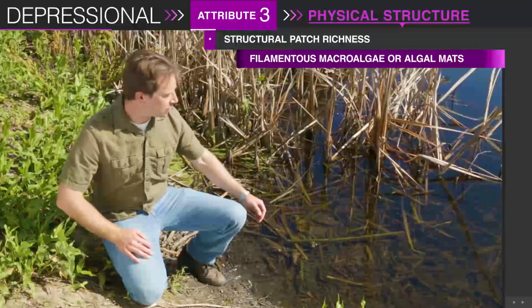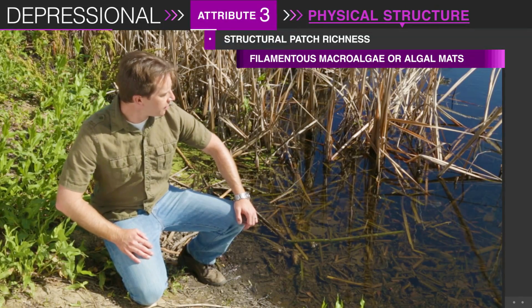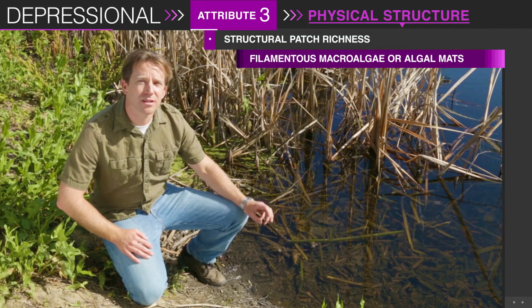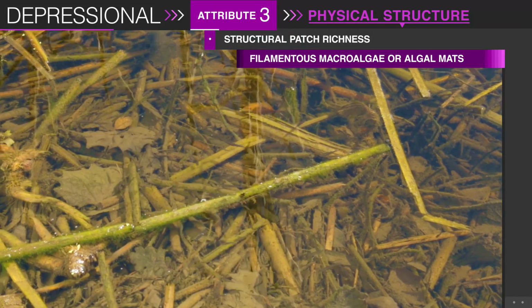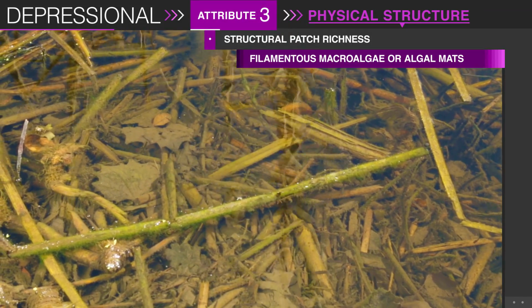Filamentous macroalgae, occurring here on this senescent typha, can occur on benthic substrates as well as the water surface. In ponds, this can serve as a major source of primary production as well as food and habitat for fishes and macroinvertebrates.